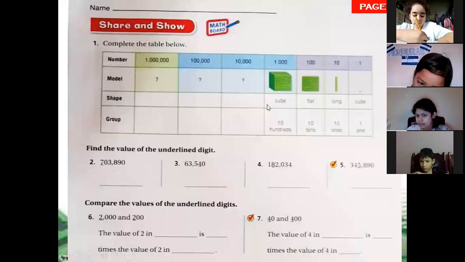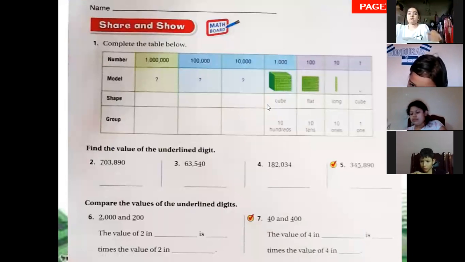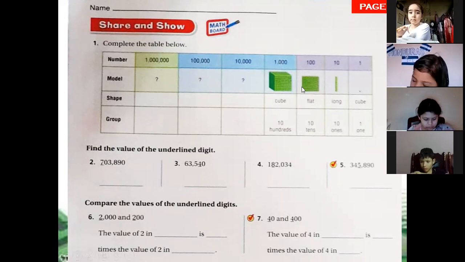Next page. Next page. We have to complete this box. We have to complete this box. This cube, the name is cube. The next one, long, flat, cube. What is the next one?